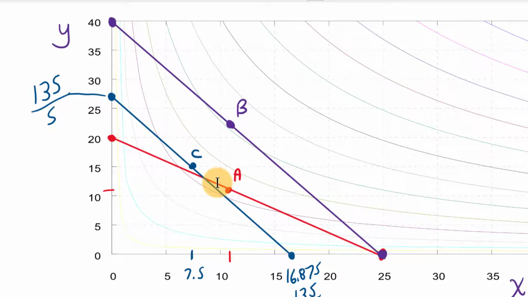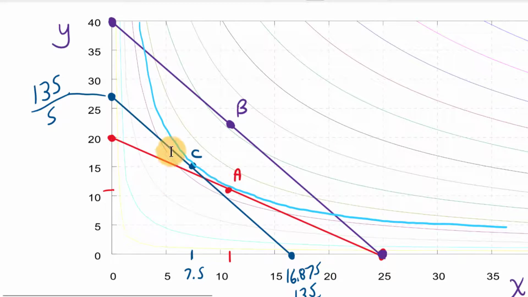8.7 utils. I'm just freehanding this, and it needs to be tangent to the budget line for C, tangent to the budget line for A, and basically follow the same general shape as the other indifference curves. But it needs to be in between the indifference curve we have for 8 and 10. I didn't do a bad job there, actually. That's pretty good job for me anyway.